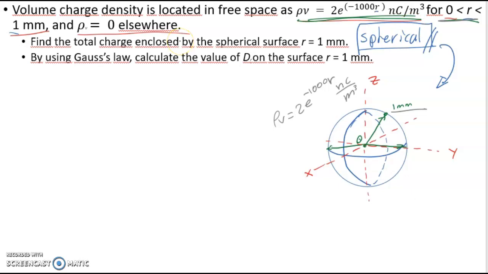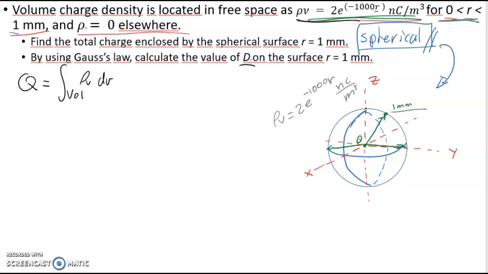Now, the problem is asking me two things. First, find the total charge enclosed by the spherical surface of radius equal to 1 millimeter. That means I want to know the charge contained in a spherical surface of 1 millimeter. We can calculate that by the assumption that charge equals rho v times volume, or more accurately, that charge equals the volume integration of rho v dv. That's for the first part. For the second part, by using Gauss' law, calculate the value of the flux density on the surface of radius equal to 1 millimeter. So we first calculate the total charge inside given by this volume distribution, and then we calculate the flux density. So let's go to it.